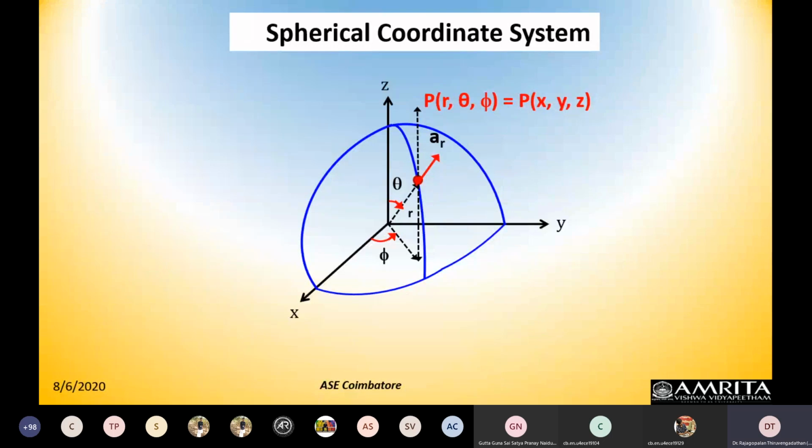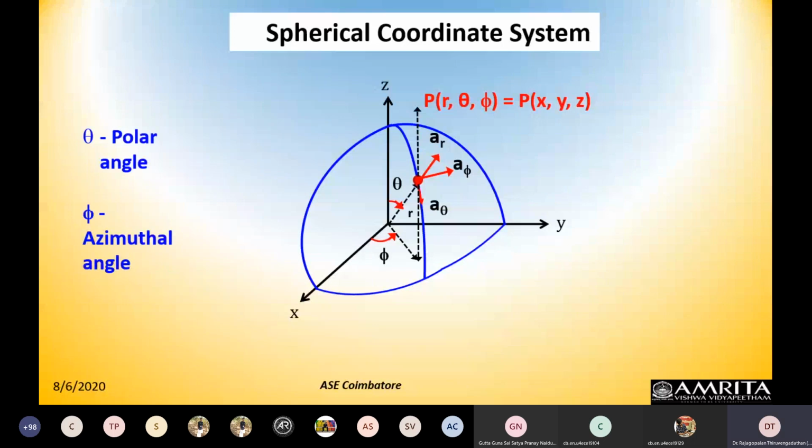Okay, the unit vectors, as usual, point along the increasing direction of these respective values as shown in this figure. So theta is increasing in this arrow direction, and phi likewise. And remember, these three unit vectors are mutually perpendicular. Therefore, the spherical polar coordinate system is also a subset of the orthogonal coordinate system. So that is what it is.